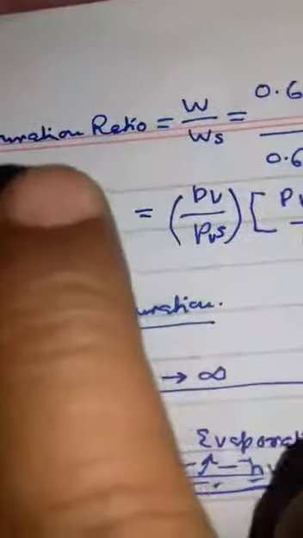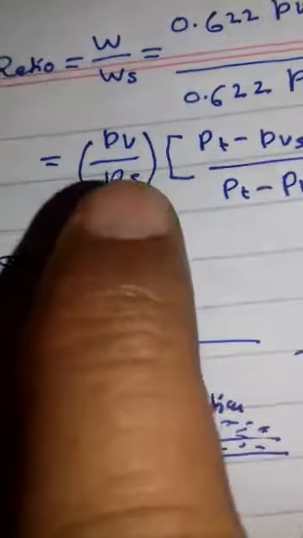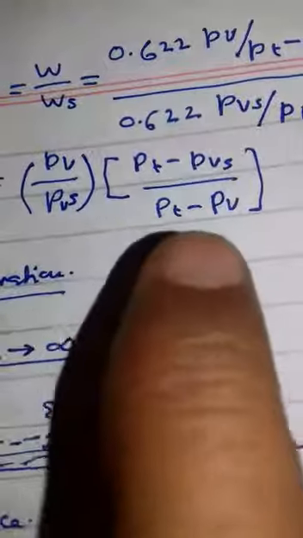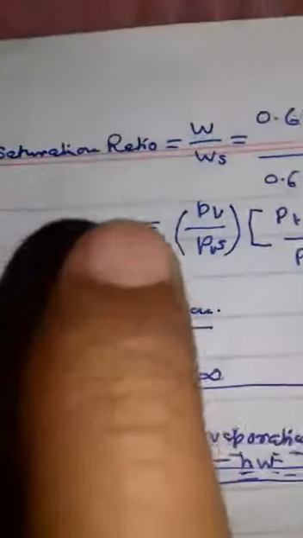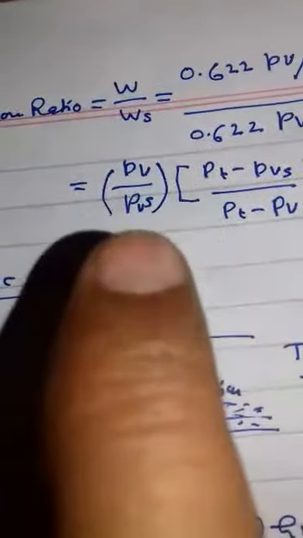And that is again the saturation ratio, that is W upon WS. W is the specific humidity at a particular point, and WS is the specific humidity at the saturated point. We are putting the value for both and we are getting the relation PV upon PVS, bracket (PT minus PVS) divided by (PT minus PV). So this is the saturation ratio that is given by this equation.